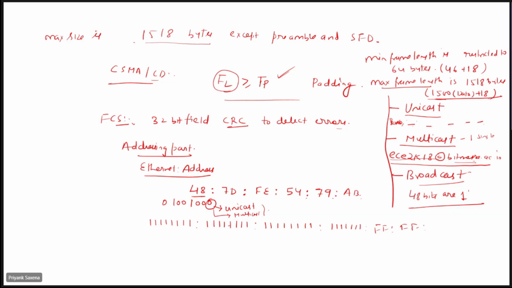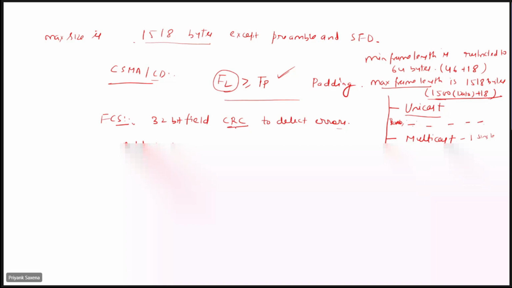where the frame length is greater than the propagation time. This is the property used, so that once the station launches its frame, it will be heard by all other stations present in the network and collision can be detected. The station has to transmit and keep sensing the medium for any possible collision. FCS is a 32-bit field to detect errors in the frame.